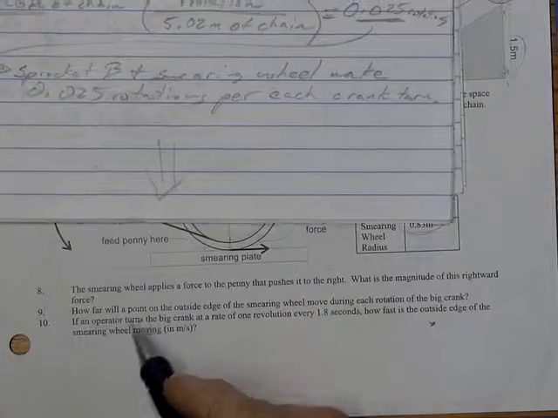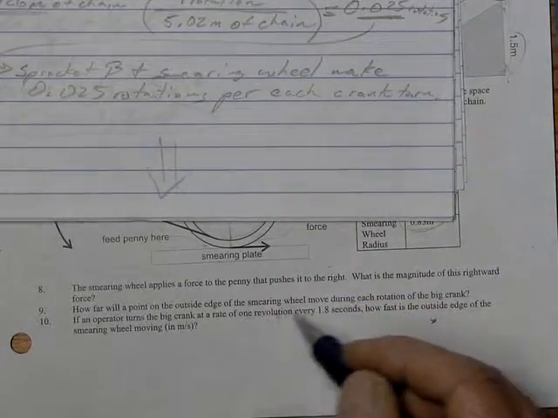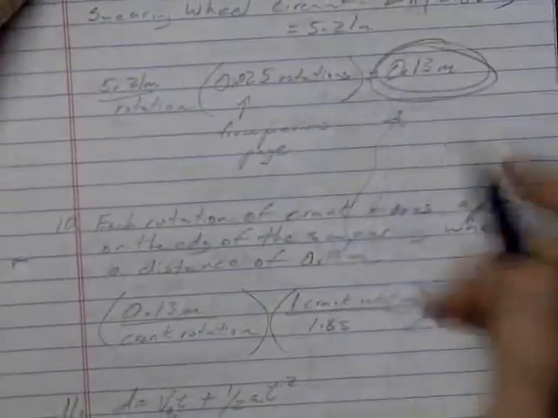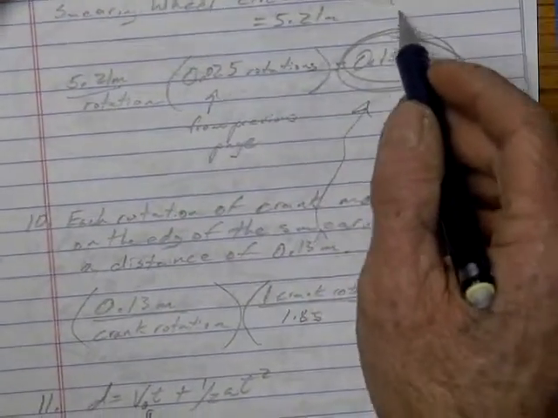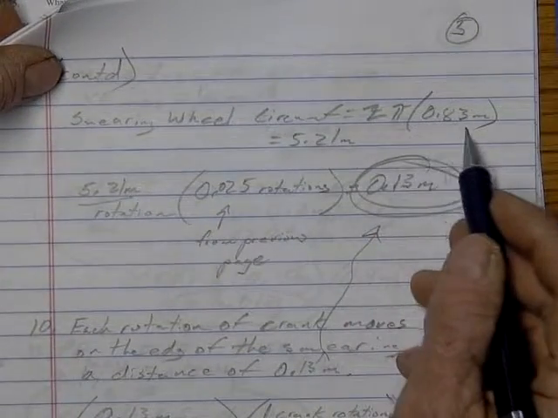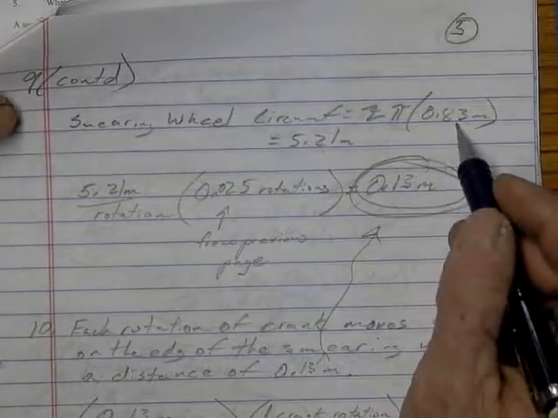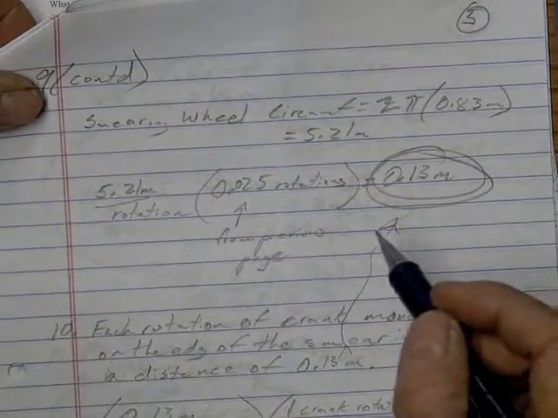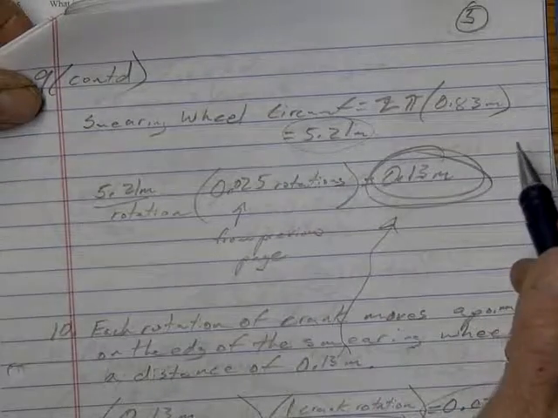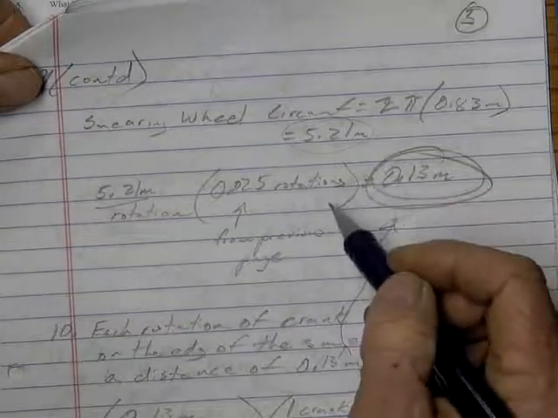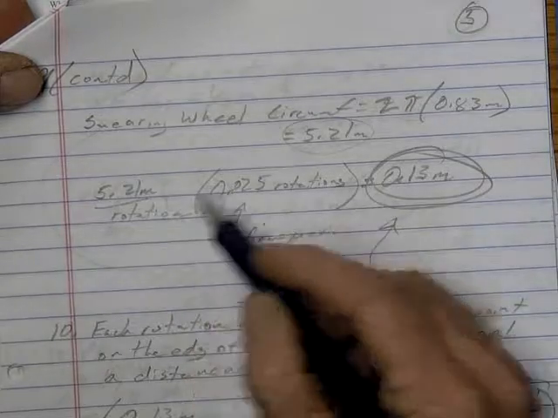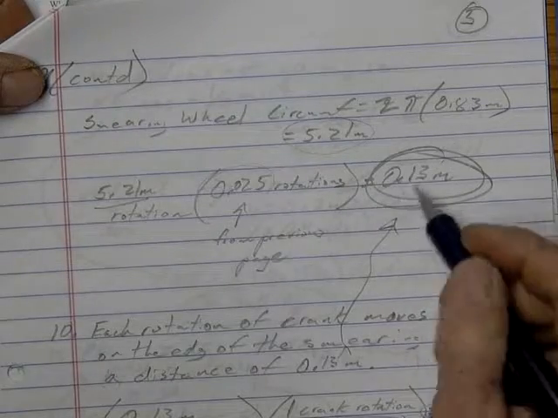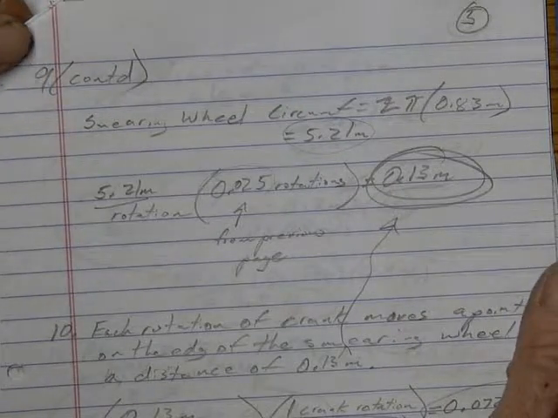Now, we still haven't gotten to the answer of how far will a point move on the outside edge of the smearing wheel. Smearing wheel circumference is 2 times pi times 0.83 meters. Calculated that before, I should have used 0.8, which is 5.21 meters. That's how many meters it rotates for a full rotation. If you multiply 5.21 meters times the number of rotations that are actually made by the sprocket, then you get 0.13 meters.